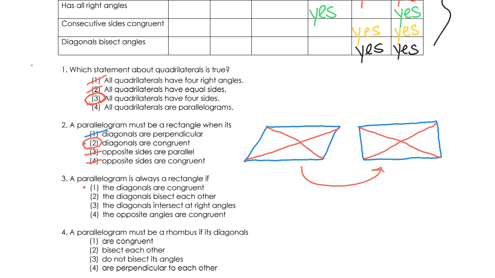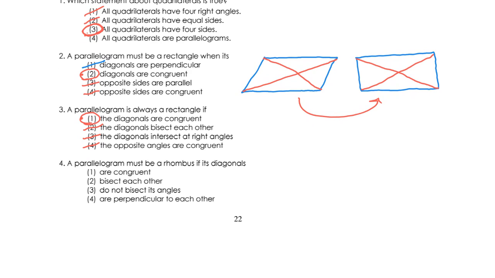The diagonals bisect each other happens in both. The diagonals intersect at right angles doesn't happen in either one. And the opposite angles are congruent happens in both of them. So it's got to be number 1 is the property that's different. Okay. Next one. A parallelogram must be a rhombus. So we'll draw a parallelogram. And we'll draw a rhombus.